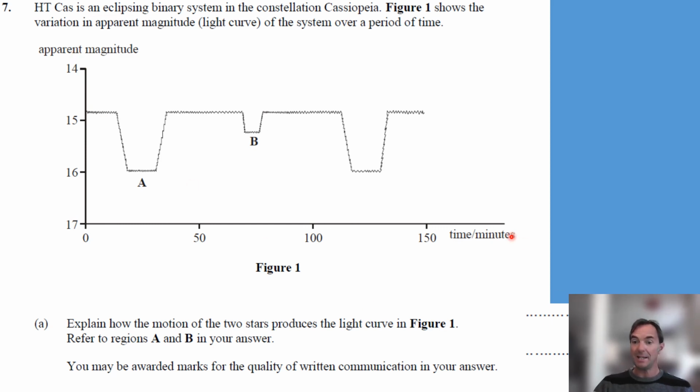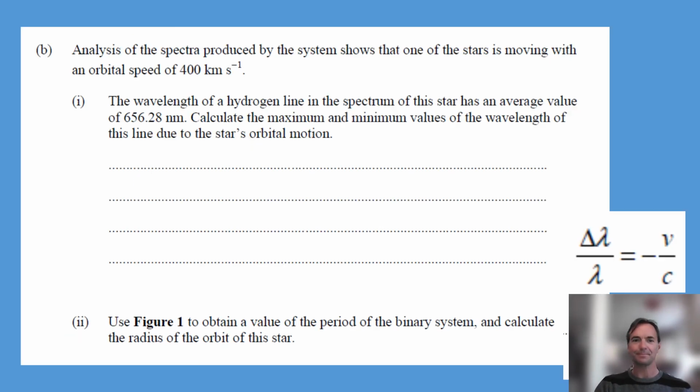This is in minutes, notice, that's always worth looking at. This does not go down to 0, but this does go down to 0. So you can measure a lot from here. Explain how the motion of two stars produces the light curve in figure 1. Refer to regions A and B in your answer. So therefore go through the idea of the star going in front and the star going behind and the different depths of those to be able to do it there. Good quality. This is probably between 4 and 6 marks, depending on the exam. This one was 6 marks particularly, but it could be anything between there, depending on what sort of mood the examiner's in.